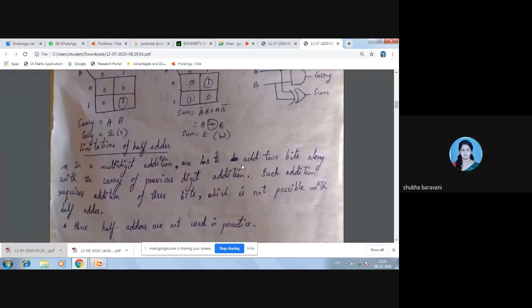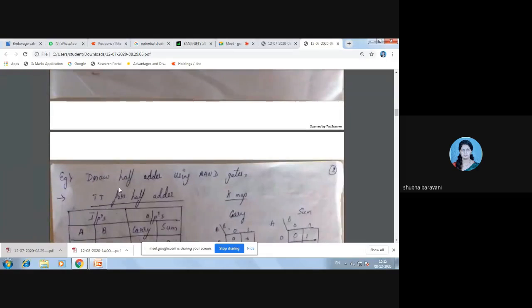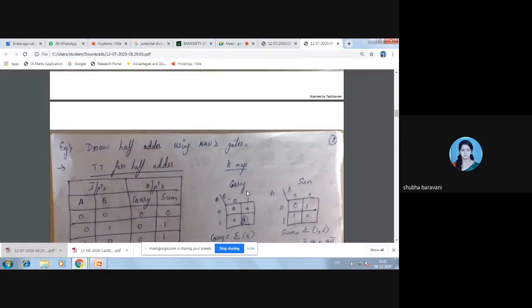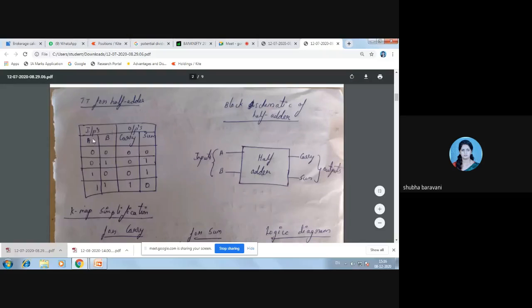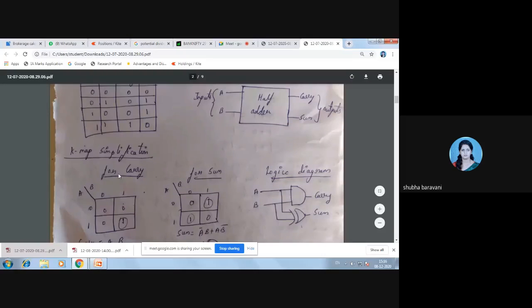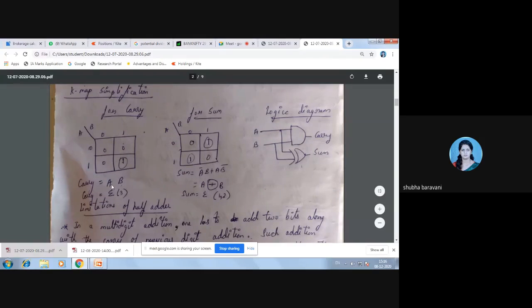Same thing. Now I've asked here, draw a half adder using NAND gate. This is from the previous year question paper. They have asked to draw a half adder using NAND gates. So first, when you are asked this, you have to put the truth table, which is similar to this. You have to draw the K map. Again, you will get carry as AB and sum as A XOR B.